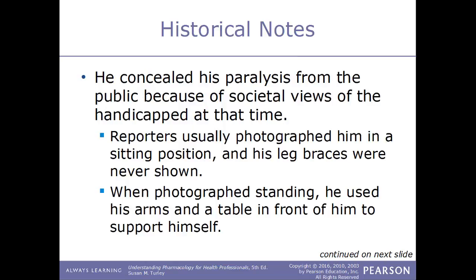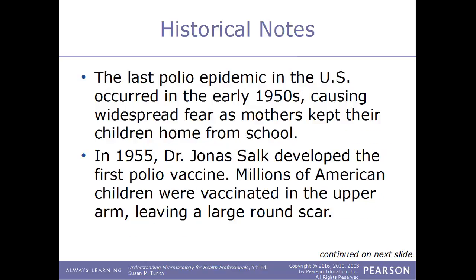Now, he concealed this paralysis from the public because of societal views of the handicapped at the time. Reporters usually would photograph him in a sitting position, and his leg braces were never shown. When he was photographed standing up, he used his arms on the table in front of him to support himself. The last polio epidemic in the U.S. occurred in the early 1950s, causing widespread fear as mothers kept their children home from school.